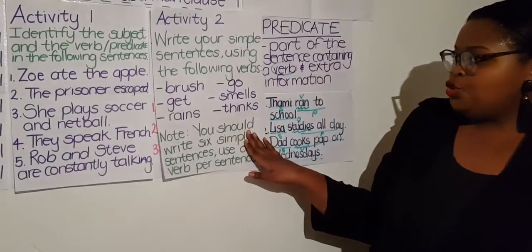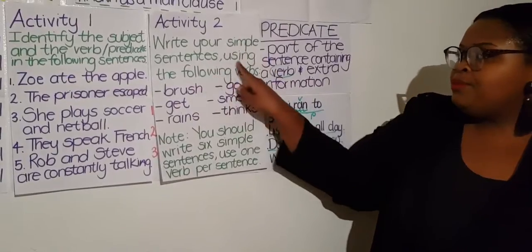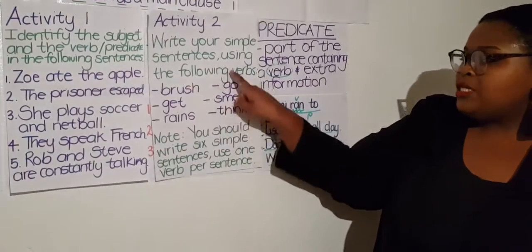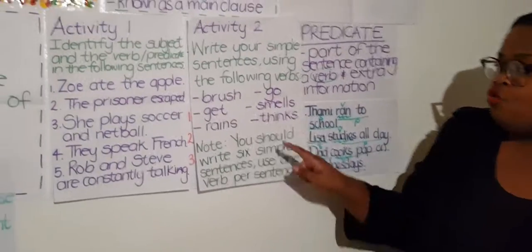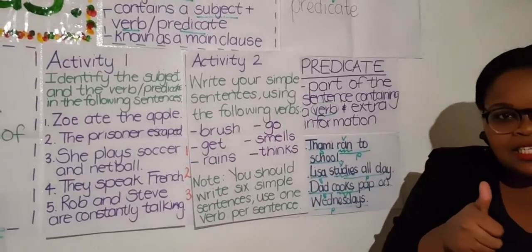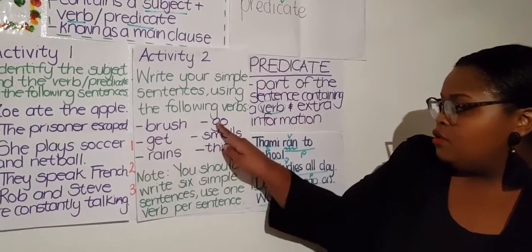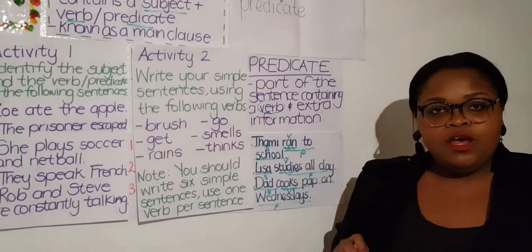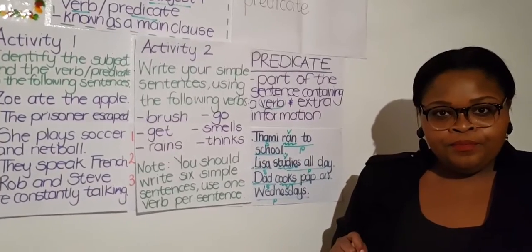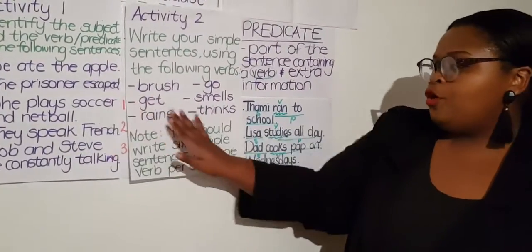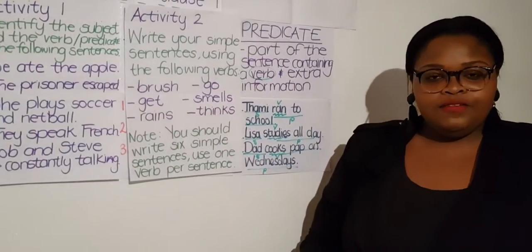Then activity 2, write your own simple sentences using the following verbs. So I've given you 6 verbs here. You are going to write 6 sentences and make sure each sentence has one of these verbs. Okay? Do we all understand? You can pause the video and copy these activities.